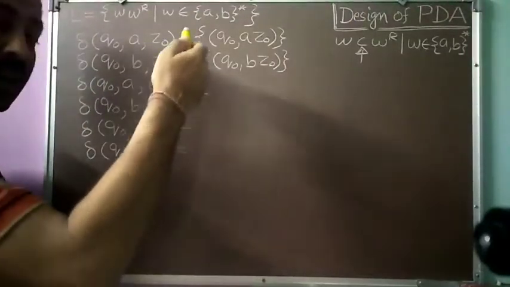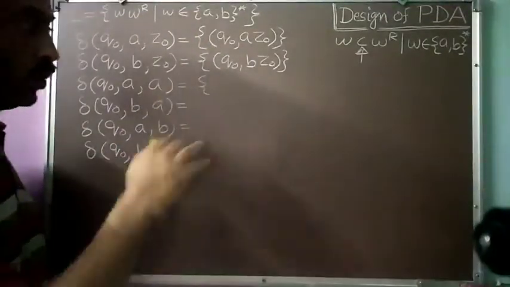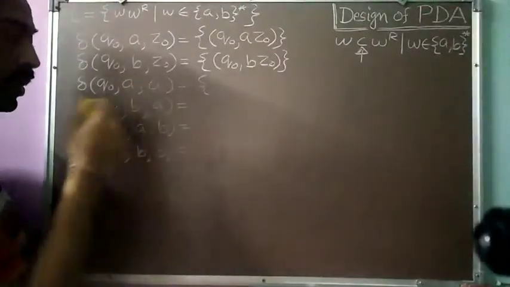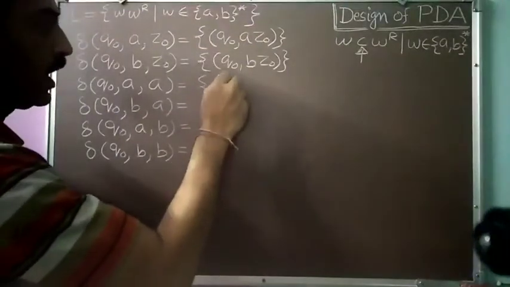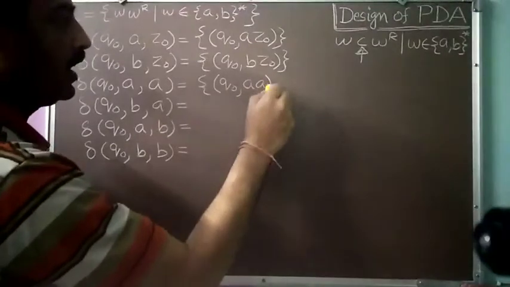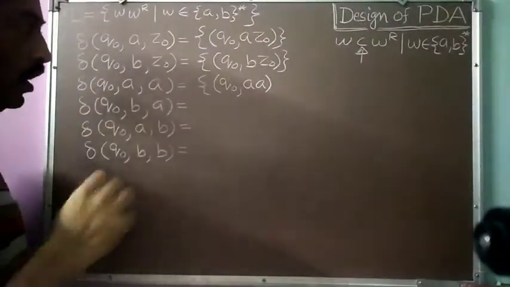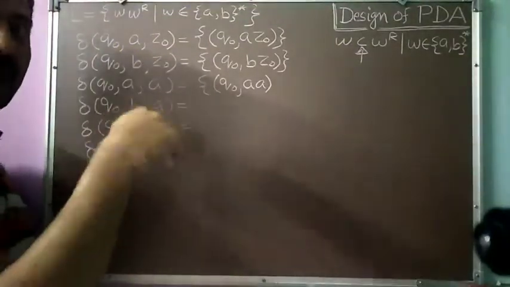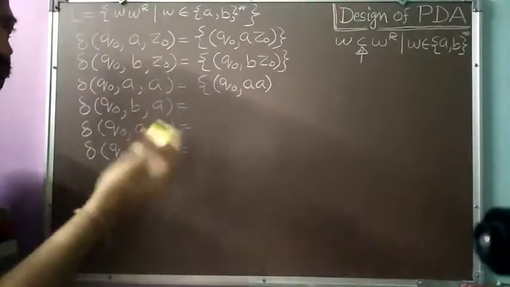So it may be the end of W or it may not be the end of W. So I have to take the action corresponding to both. If it is not the end of W, then I have to push. I will remain in the same state and push it, so I will write AA. This is the first action I will take in this situation. Now the second action: suppose W is ending here and WR is starting. In that case, I have to match these two A's. I have to start matching.